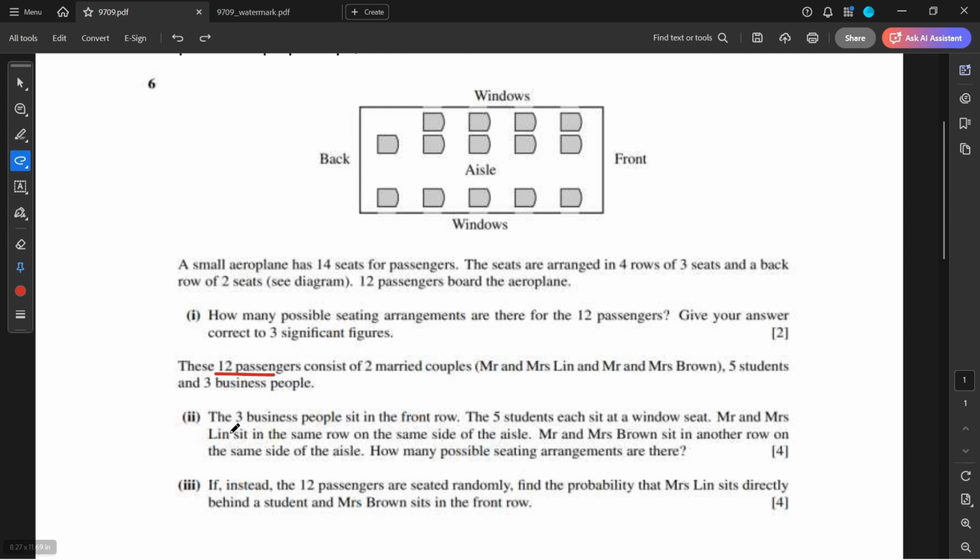In the second part, they have given that the 3 business people sit in the front row, the 5 students each sit at a window seat, Mr. and Mrs. Dean sit in the same row on the same side of the aisle, and Mr. and Mrs. Brown sit in another row on the same side of the aisle. How many possible seating arrangements are there?